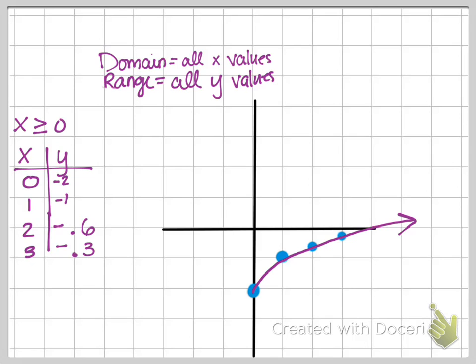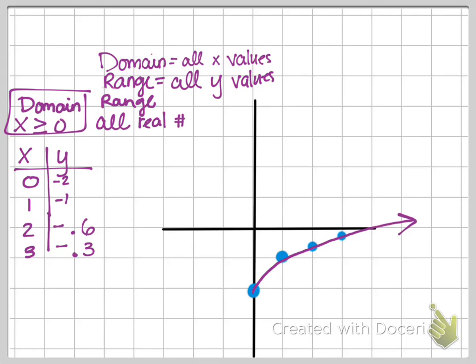Now, I need to list my range. I've already listed my domain, which is x is greater than or equal to 0. This was the domain. Now I need to list the range. And I look and I see, okay, right now it looks like the range is all negative numbers. But if I were to keep doing numbers on the x-axis, like 4, 5, 6, those y values would go into a positive number. So I know that my range is all real numbers. Anytime I know it's going to be positive and negative numbers, I just say all real numbers.